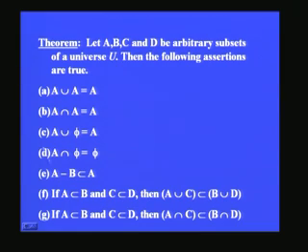And A minus B will consist of all elements which are in A, but not in B. So, that will be obviously contained in A. And again, if A is contained in B and C is contained in D, then you will have A union C contained in B union D. These things you can prove using a Venn diagram.